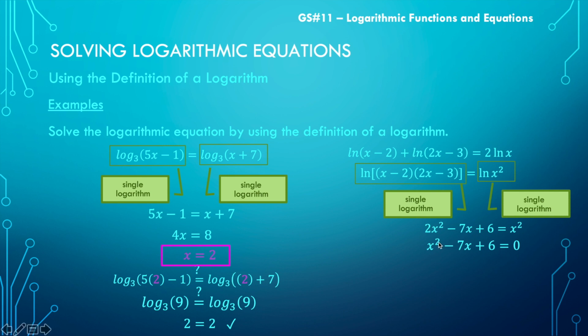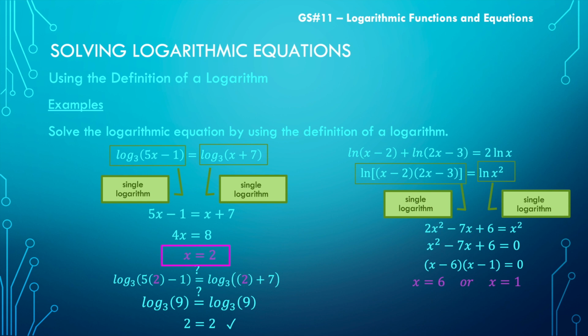I can solve this by factoring. And I would say, well, that's x minus 6 times x minus 1, and that is equal to 0. And then I would have two potential solutions. x is equal to 6 or x is equal to 1.